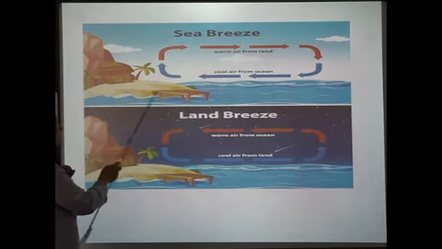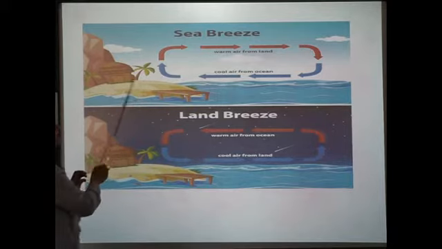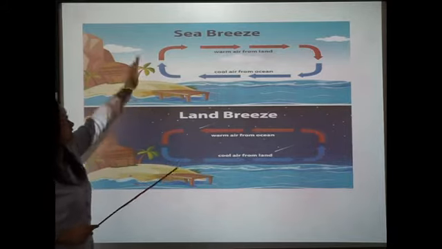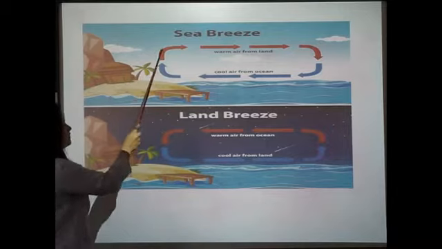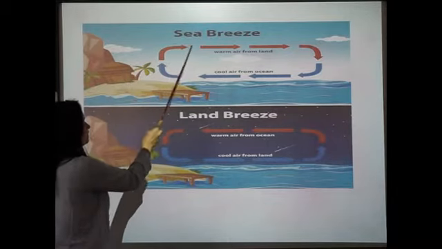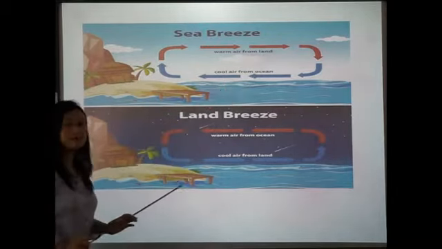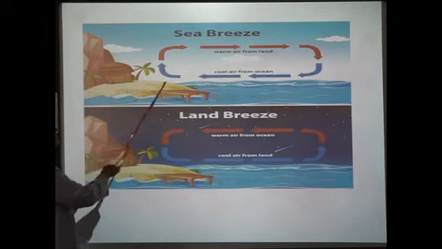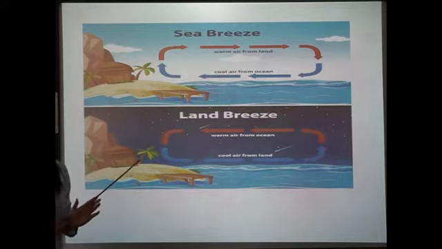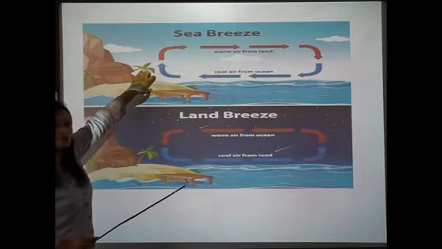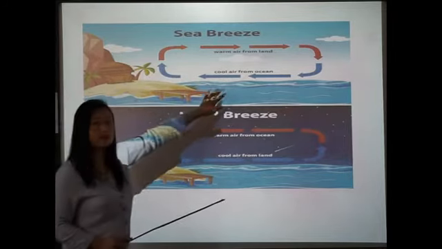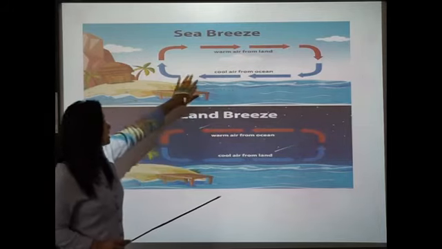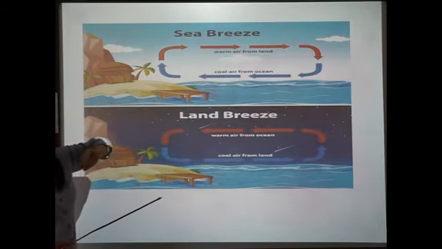So when land gets heated, the air particles which are closer to the land start rising up. The red one represents the warm air, which is rising up. Now when it rises up, this area becomes kind of empty. So in order to fill this vacuum, the cool air from the sea rushes towards the land.